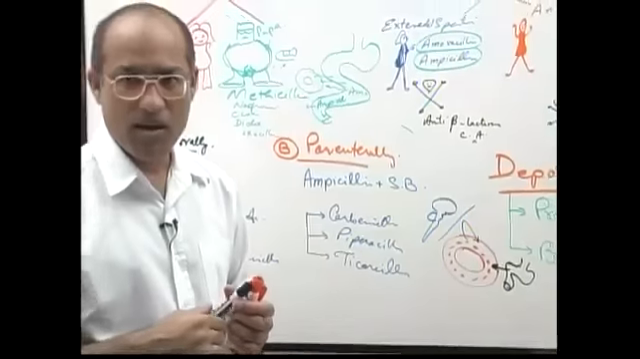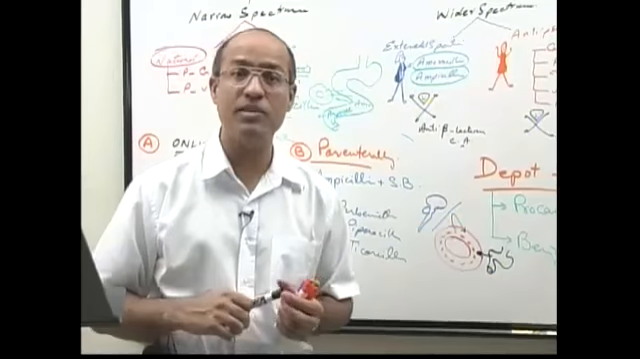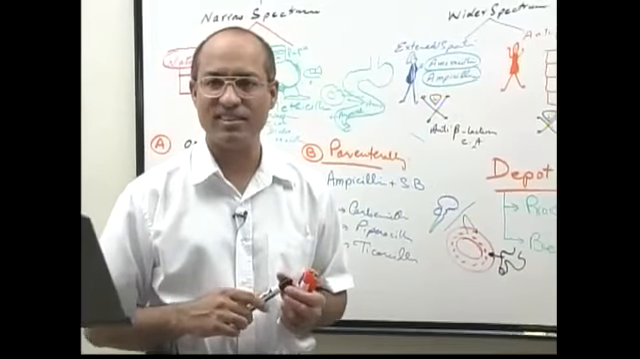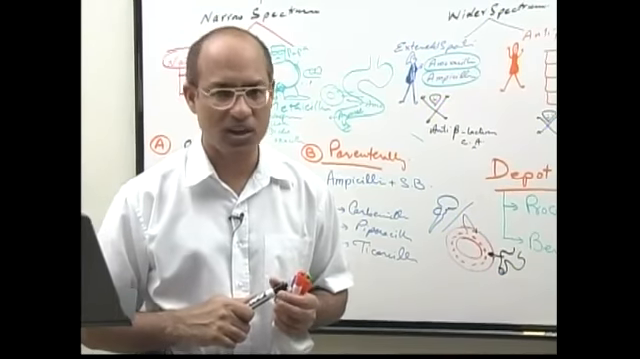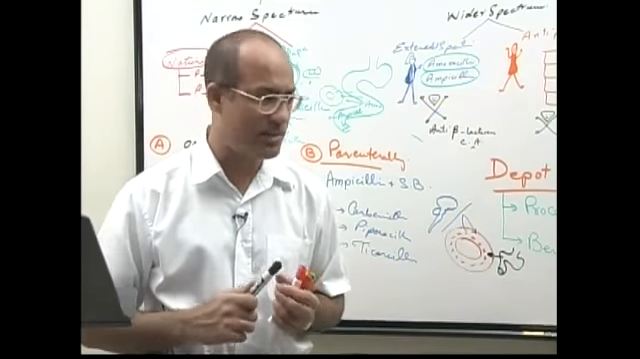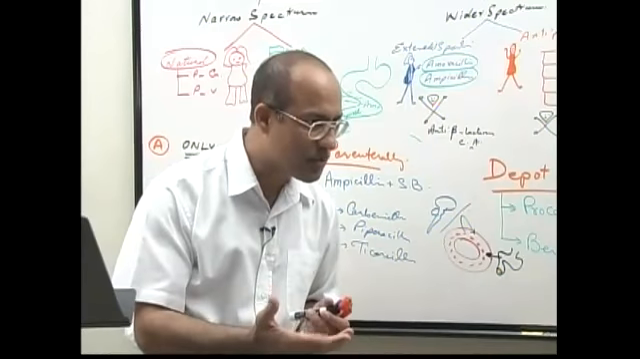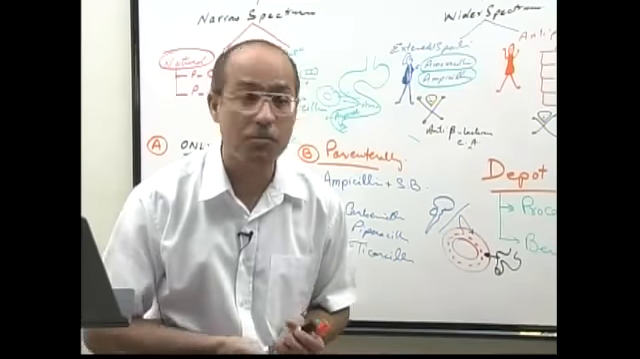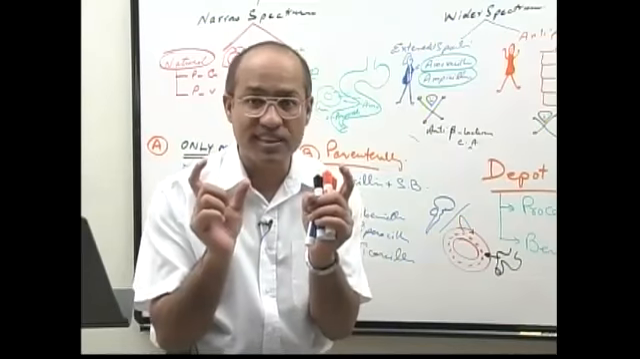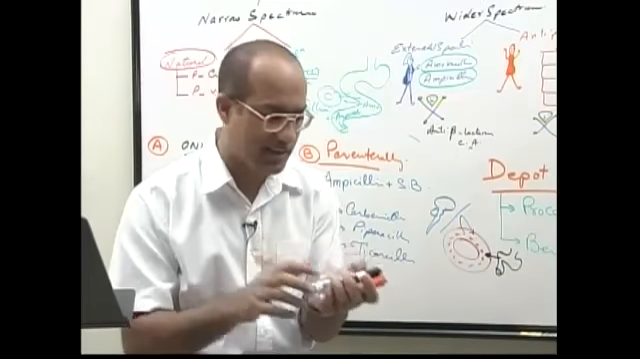But when there is meningitis or encephalitis, right? The blood-brain barrier is broken because in inflammation, what happens? Chemical mediators of inflammation are produced and endothelial cells of cerebral capillaries shrink.